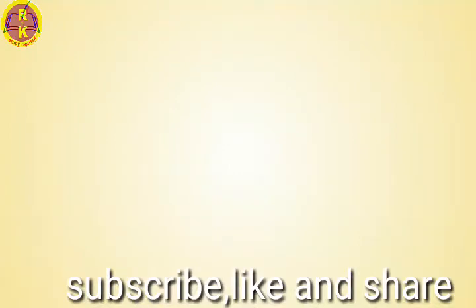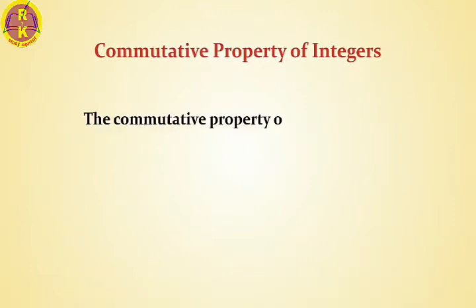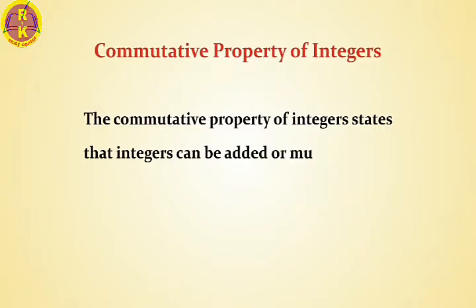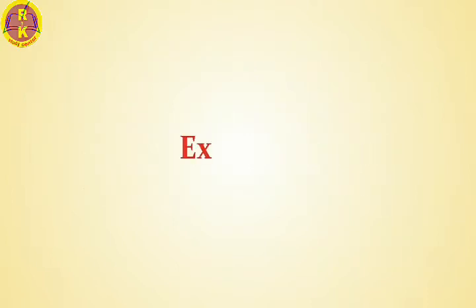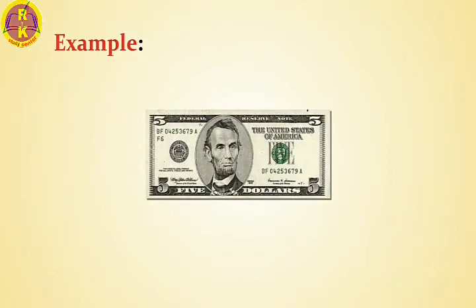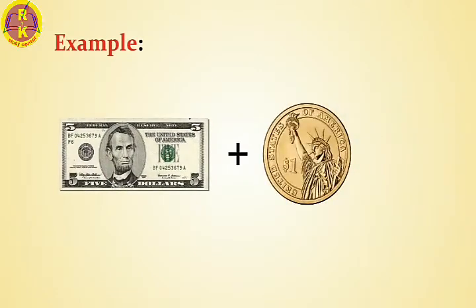Now let's understand the commutative property of integers. The commutative property of integers states that integers can be added or multiplied in any order, giving the same result each time. Let's look at an example. This is a $5 note. If we add a $1 coin to it, we will get the value of $6.